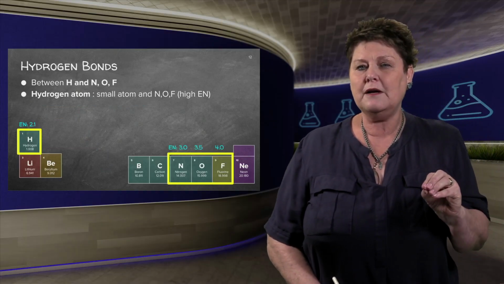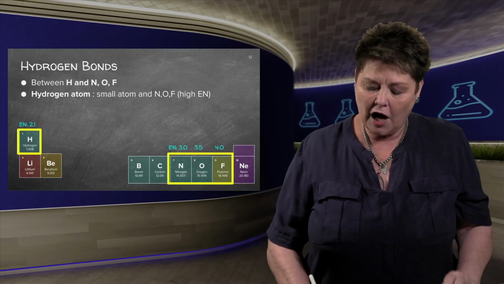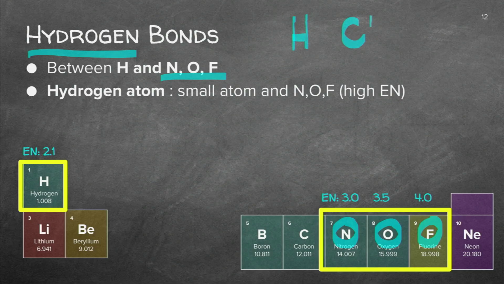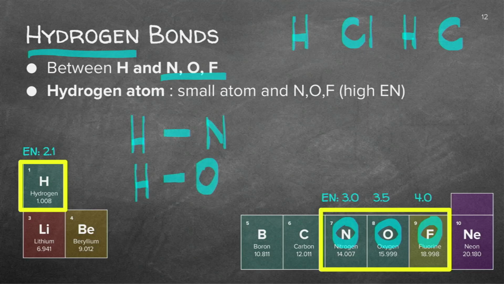Very specific. Hydrogen with only 3 atoms. It's only those 3 that will form a hydrogen bond. Not hydrogen with Cl, not hydrogen with, say, for instance, carbon. That specifically is hydrogen with nitrogen, hydrogen with oxygen, hydrogen with fluorine.